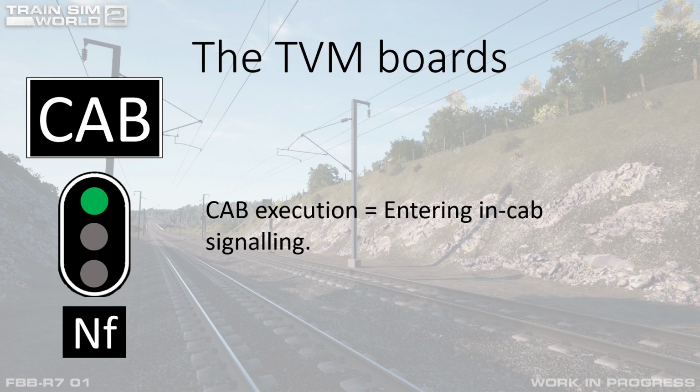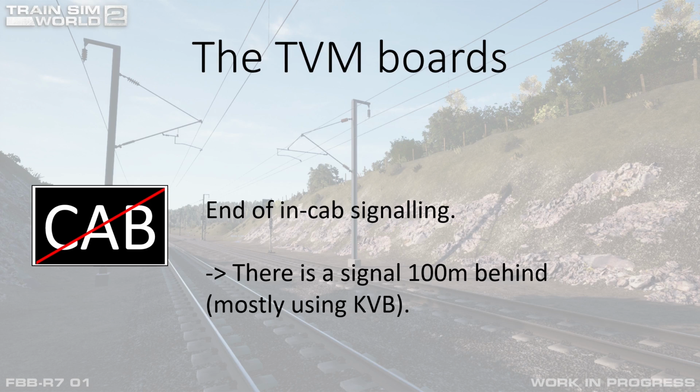From this point, if you're running under TVM, it should start from this point onwards. The same as before, it also exists with the TGV marking on it. When you approach the end of the in-cab signaling area, you will see this board. It also means that there is the first classic signal 100 meters behind it, obviously using the KVB train protection system.